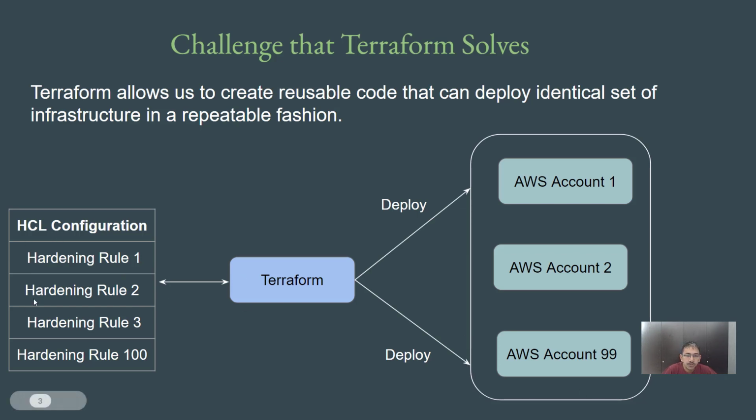So once you write the rule, irrespective of how many accounts you have, 100, 500, 1000 AWS accounts, it does not really matter. Terraform can go ahead and deploy all of the rules in the infrastructure that you choose. And this makes life very simple. So let's quickly look into the hardening rules that I had created during those times.